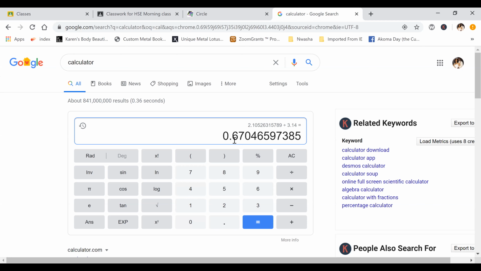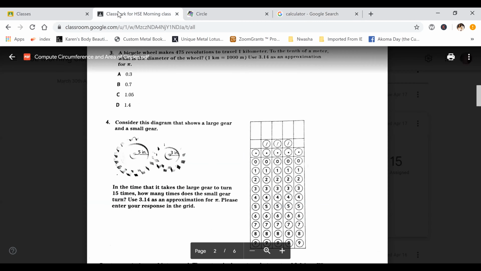So you've got 0.67, but it's telling you to pick something out to the 10th of a meter. So which one would you pick out? 0.07. Yep, B, right? Well, it's 0.7. But yes, B is what you would pick out. So you have to realize that this one is division. They're telling you how many times the wheel went around to get up to the 1,000 meters. And the only reason they're doing this is to put measurement in it.